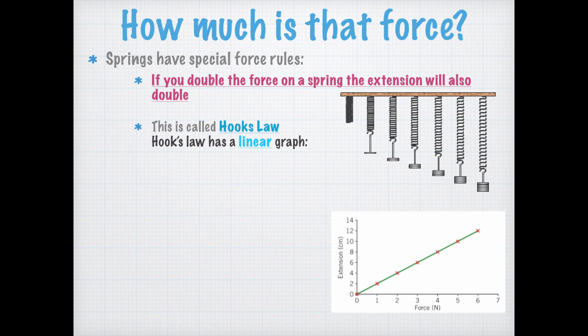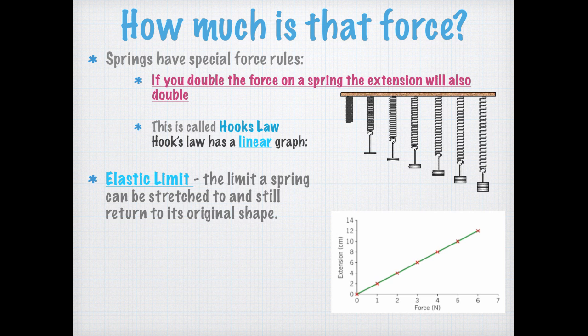If you put 1 Newton of force, we got a 2 centimeter extension. If we put 2 newtons of force, we have 4 centimeters of extension. And if we double the 2 again, we should have a double. So let's double 2 to 4. If we have 4 newtons of force, we have 8 centimeters of extension. So when you double the force, you double the extension. That is Hooke's law, and it's very important that you learn it. I put it in red so that you know what it means.